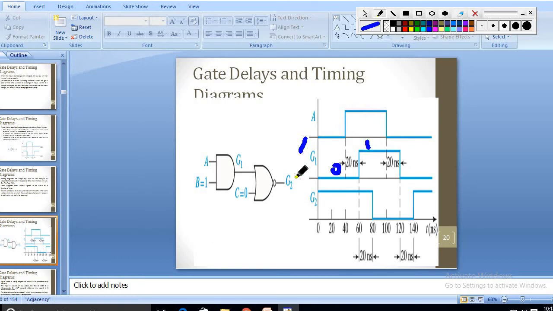Again, G2 is interlinked with G1. As G1 changes, G2 also changes. So 0 to 1 will not change directly or instantly; it will take its time, that is 20 nanoseconds. After that it will change from 1 to 0 when G1 changes from 0 to 1. Is that clear? That 20 is always a nanosecond, which means it is a propagation delay.